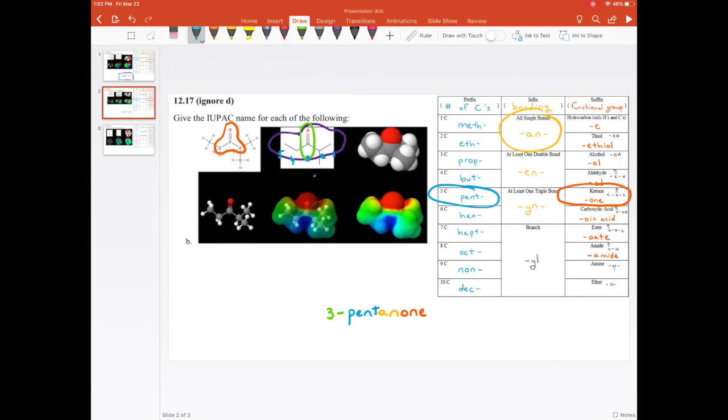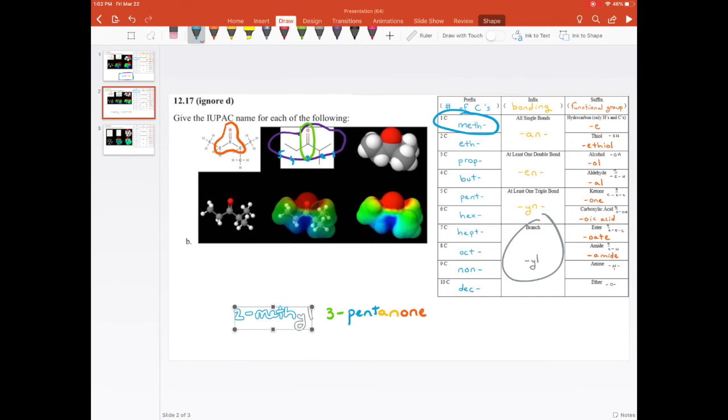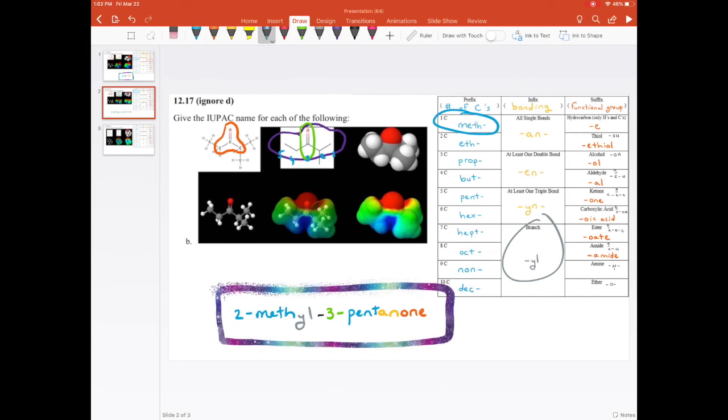So this branch is going to be 2, and always between numbers and letters goes a dash. There's only one carbon in this branch. The prefix for one carbon is meth, and when it's a branch, always after that prefix comes YL. So we can take this 2-methyl and put it in front of the backbone name. Always between numbers and letters goes a dash, and so the name for this whole molecule would be 2-methyl-3-pentanone.